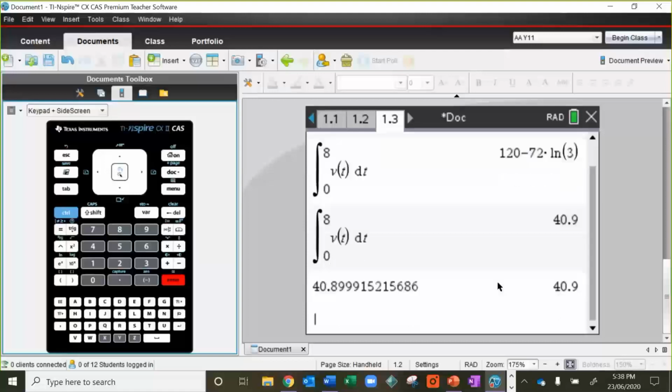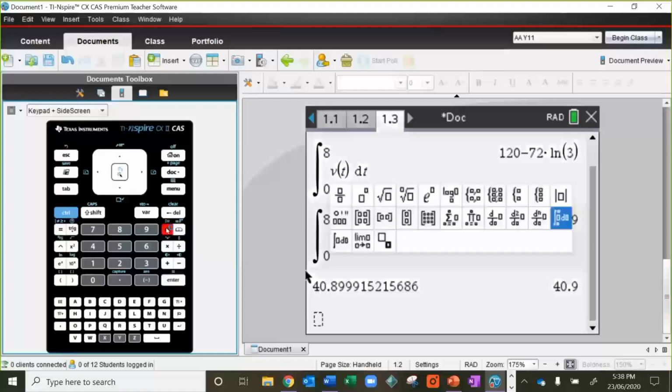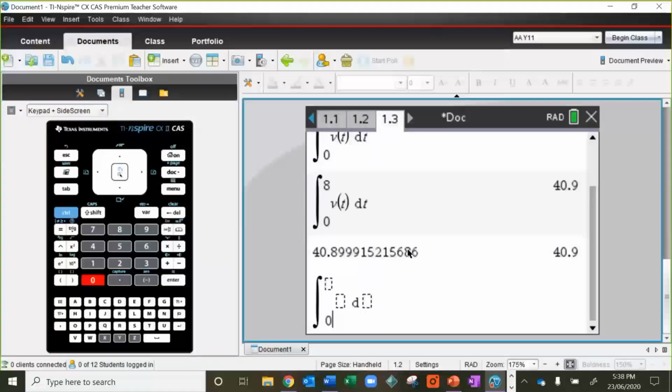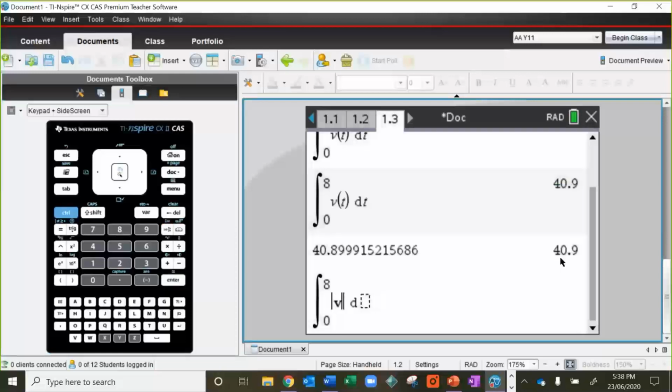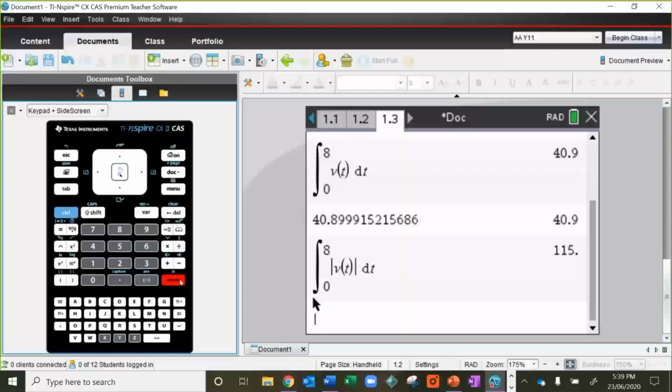If we wish to find distance, we need to use a definite integral from 0 to 8, but this time we'll be using the absolute value of v(t), because as we know, velocity changes direction, with respect to t. If I enter, I get 115.9. So clearly, in the same time, displacement is not equal to the distance, because the object goes up and down. So we need to use absolute value.